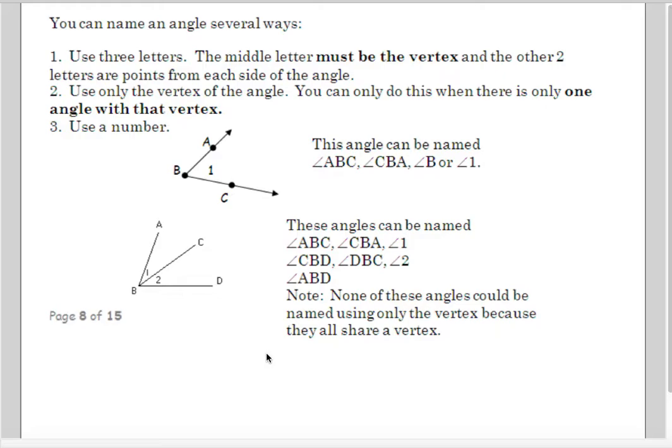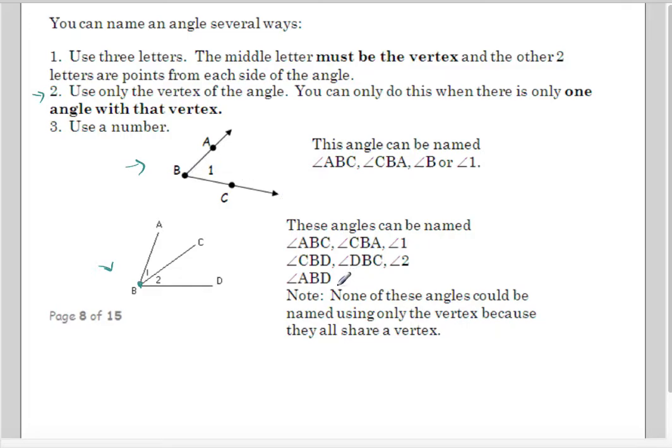And you do that only if it is the only angle in the picture. So if you look at this one, there's 2 pictures right here. There's this angle up here and this angle down here. The second angle on the bottom, you cannot call it angle B because there's more than one angle at the point B. And so you can't use option number 2 when you're naming it. Option number 3 is to label it with a number, like how this has a number 1 in it, and call it angle 1. So this angle here can be called angle ABC with a little angle symbol in front, can be called angle CBA, can be called angle B, or it can be called angle 1.